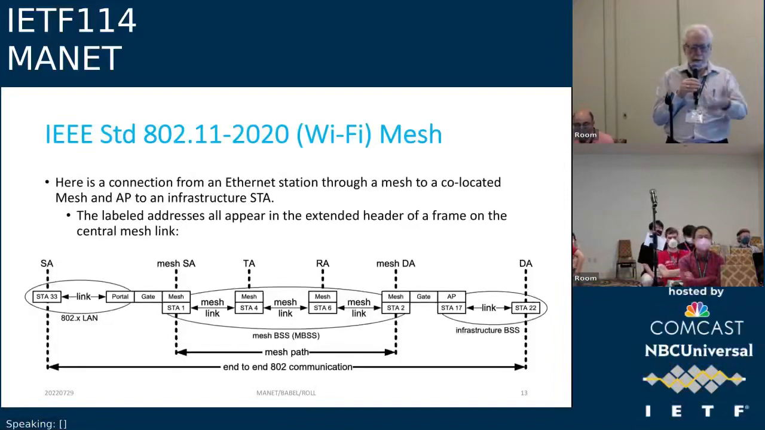So here's a connection from a station on an Ethernet LAN on the left to a mesh station that has this. There's a component called a gate, which you need to get out of the mesh. And then there's mesh links, and over on the right we have a co-located mesh station, an access point, and a station that's associated with that access point. The station at the far right has no idea there's any mesh involved. It's just associated to that access point. So a frame in the middle would have all 6 addresses, which are the 6 addresses shown across the top there. Next slide.